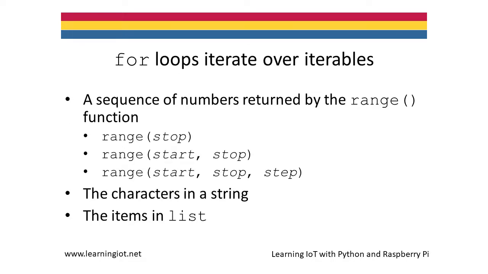The for statement can be used to execute a block of code a certain number of times. However, whereas the while loop executes while a certain condition is true, the for loop iterates over iterables. Examples of iterables are the sequence of numbers returned by the range function, strings, and lists.